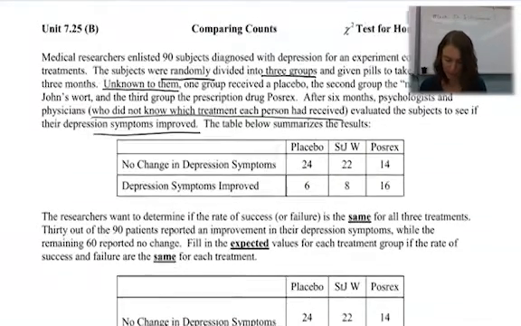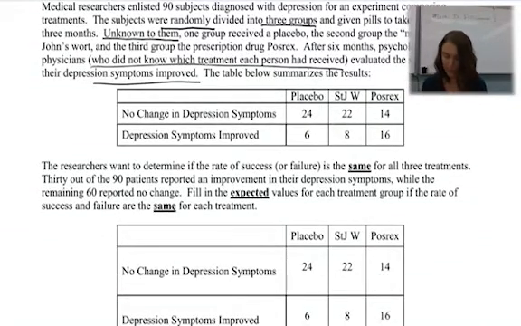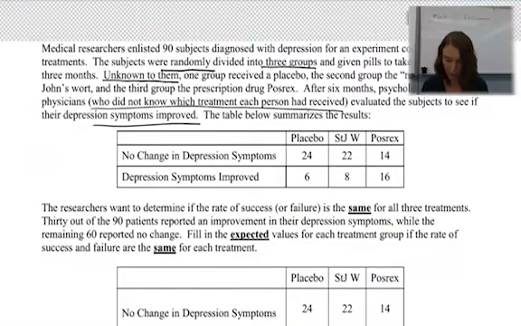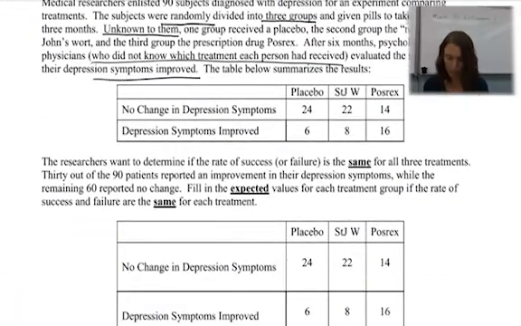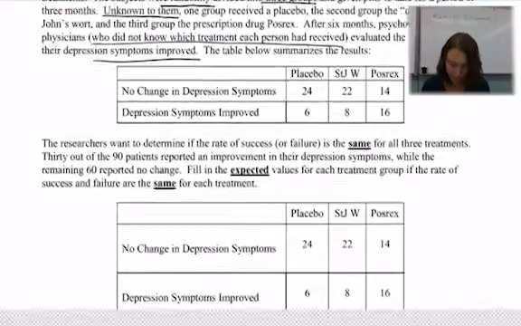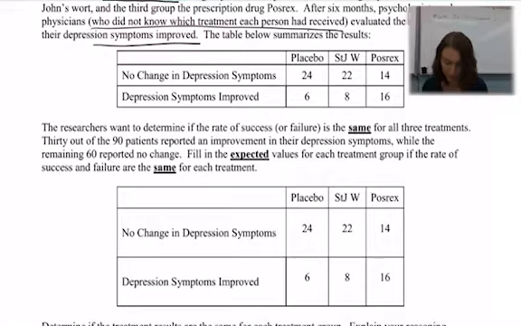Table below summarizes the results. So we've got 3 different treatments, and we have information for how many people said that there was no change in their symptoms and how many people said that their depression symptoms improved within each one of the treatments. Researchers wanted to determine if the rate of success or failure is the same for all 3 treatments.